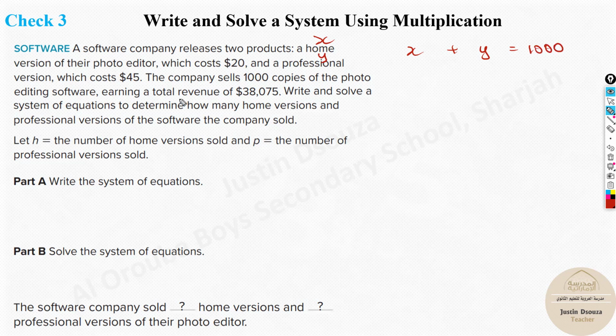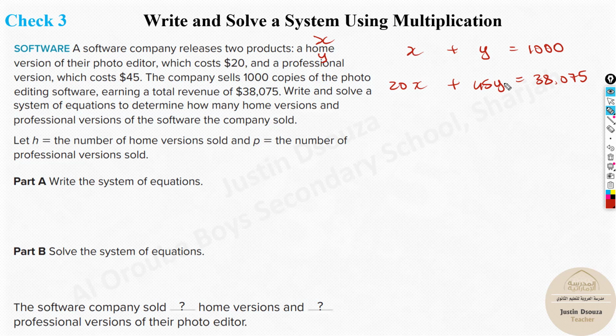And the total revenue earned is 38,075. So that means the first one, home edition, is $20 per copy for X, and $45 for the professional one. Totally, they earn 38,075. Now this is enough. You can easily solve it. Now the first question is just to write this equation. So this is the solution for part A. Part B is just solving.